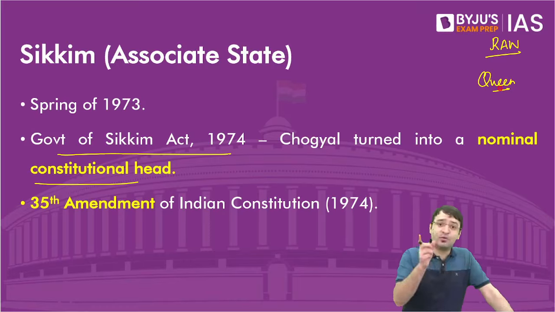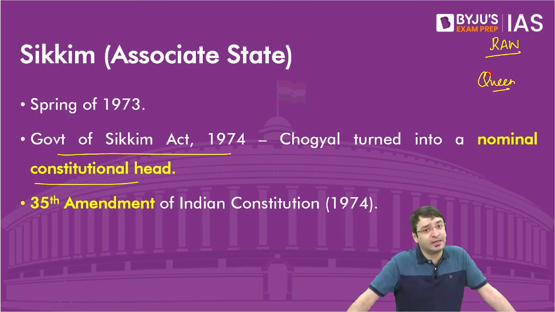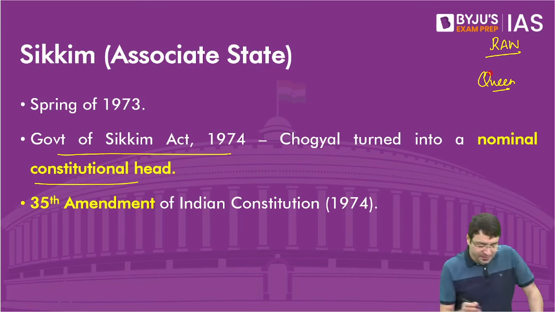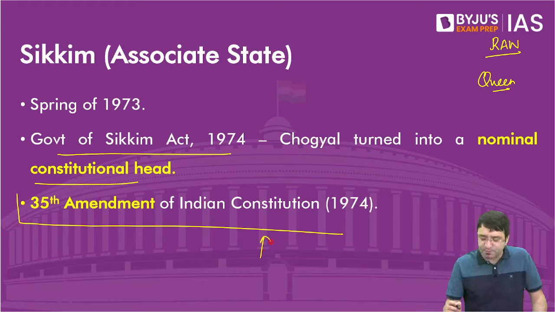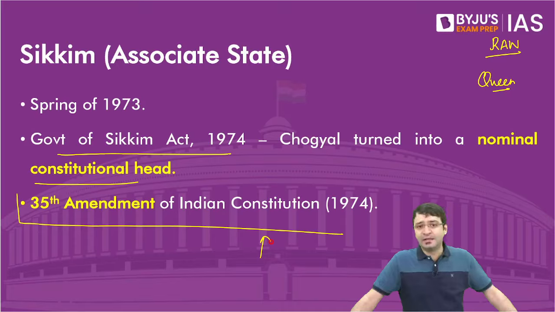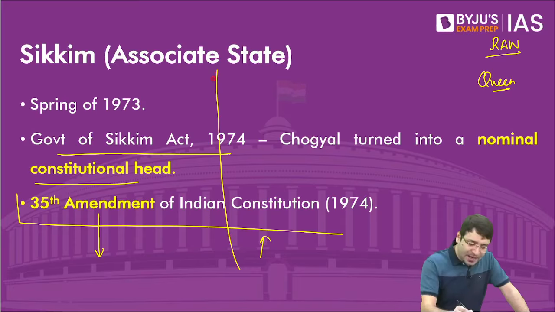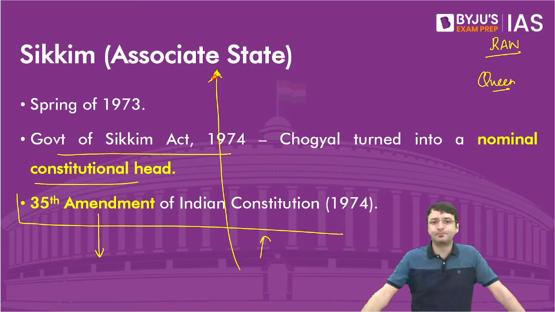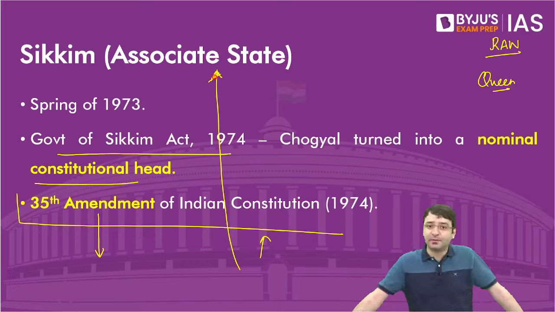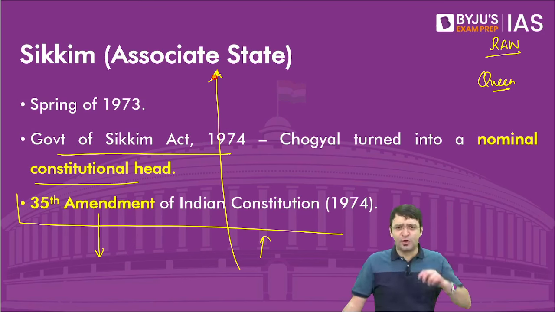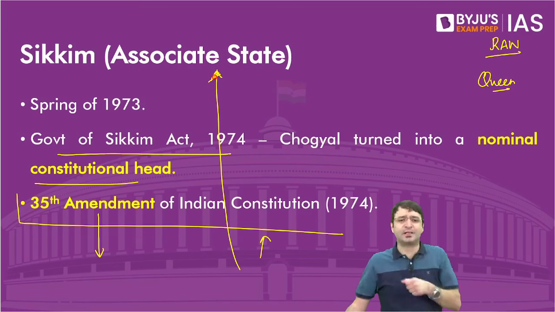Chogyal went around different parts of the world and alleged that India is doing all of this. Please help me, please save my monarchy. And ultimately, a constitutional amendment was passed by the Indian Parliament. The year was 1974. Under this 35th Constitutional Amendment Act, Sikkim was made an associate state of India. And this is where the opposition attacked the then Prime Minister, Shrimati Indira Gandhi. You have violated the Constitution. You have destroyed the Constitution. You are a dictator. She said, why?